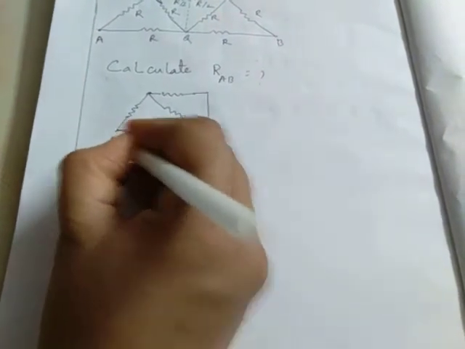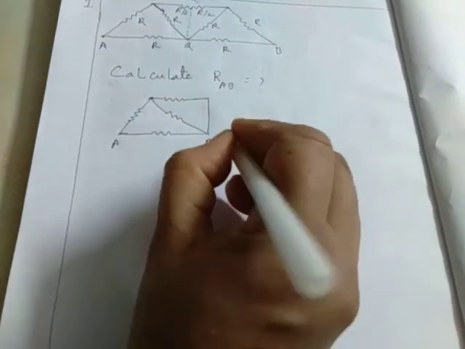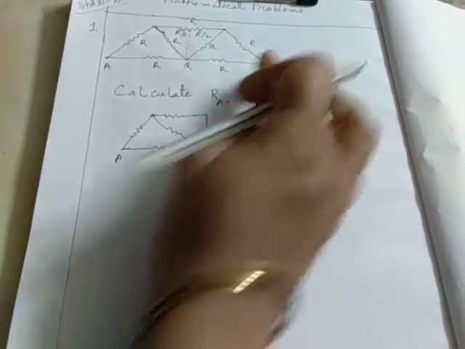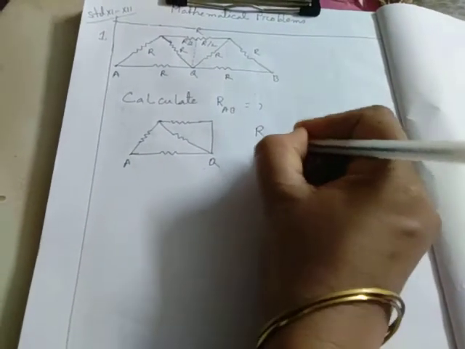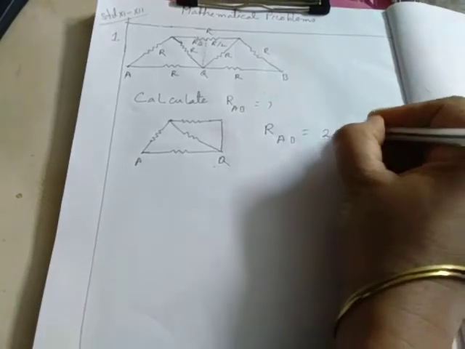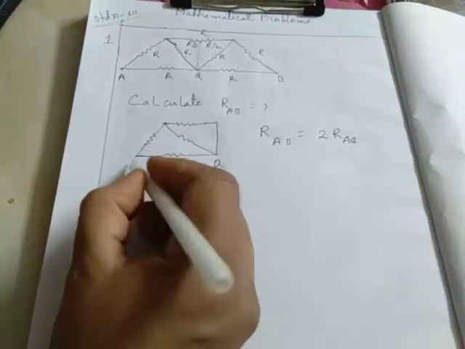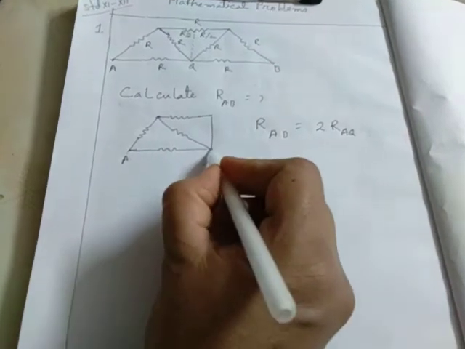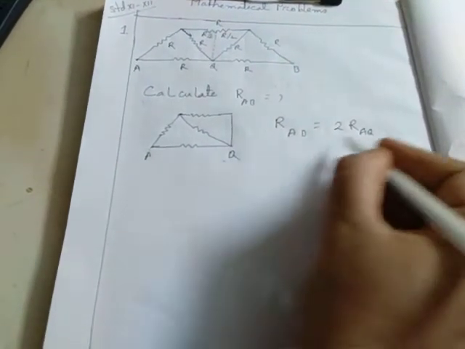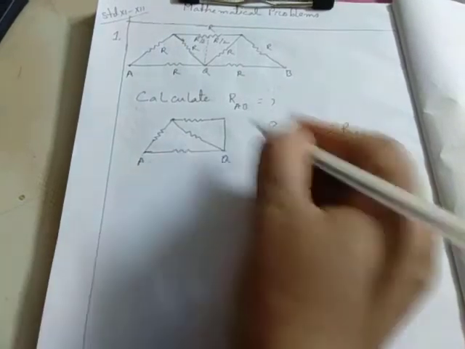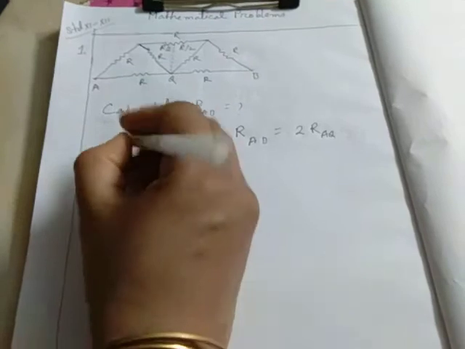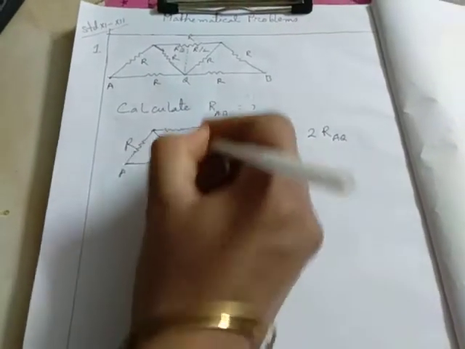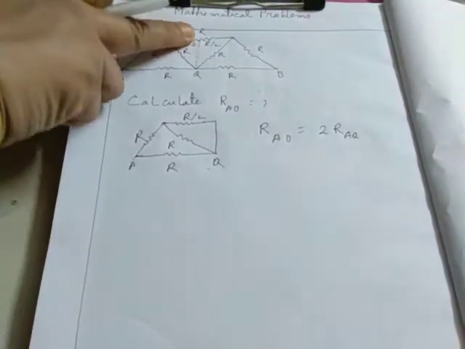So it is A and it is Q. If we want to find the equivalent resistance between A and B, then at first we have to find the equivalent resistance between A and Q. That means RAB equal to 2 into RAQ. The equivalent resistance between A and Q which we will find out, RAB will be twice of that. That means RAB equal to 2 into RAQ. Now, this one is R, but it will be R by 2 as I have told you.